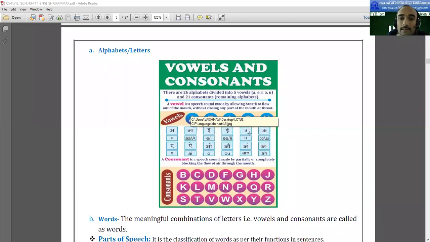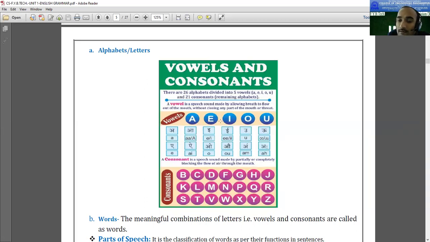Yes. So here is the chart of alphabets or letters. We can call it alphabets or we can call it letters. Alphabets or letters also have 2 types, and they are vowels and consonants. A to Z, these are the alphabets or letters, but some of these are vowels and some of these are consonants. So which are the vowels in these alphabets?